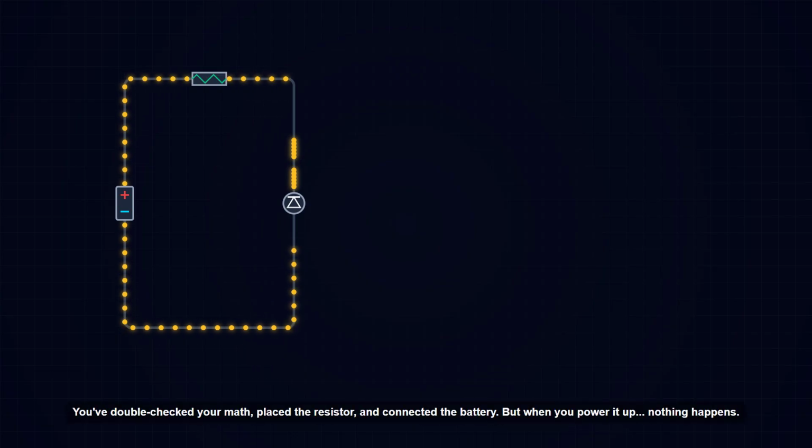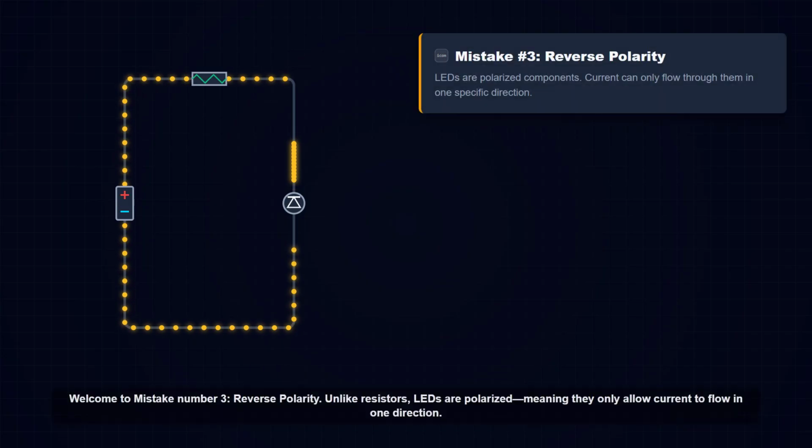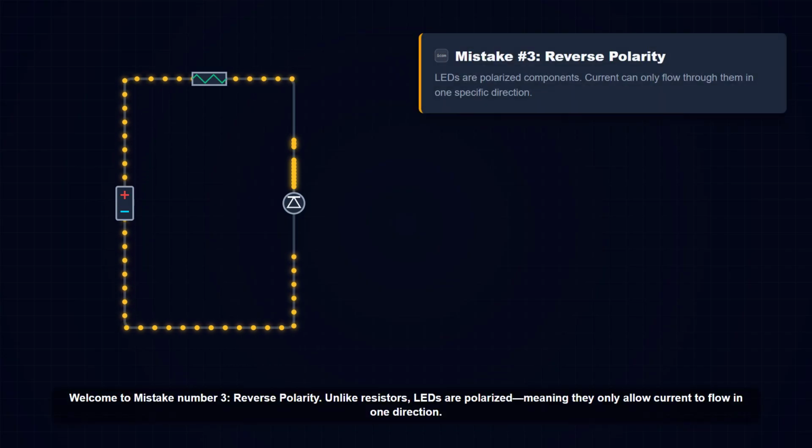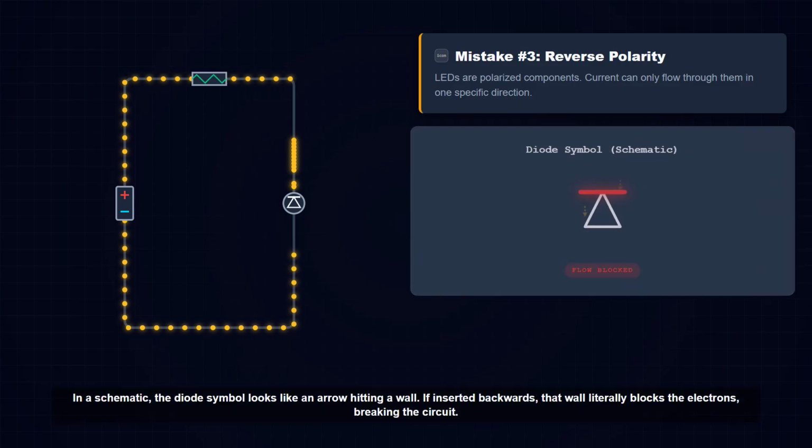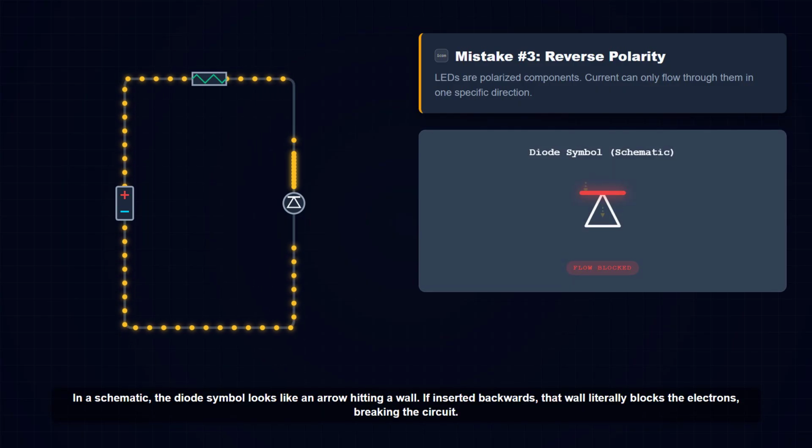You've double-checked your math, placed the resistor, and connected the battery, but when you power it up, nothing happens. Welcome to mistake number 3, reverse polarity. Unlike resistors, LEDs are polarized, meaning they only allow current to flow in one direction. In a schematic, the diode symbol looks like an arrow hitting a wall. If inserted backwards, that wall literally blocks the electrons, breaking the circuit.